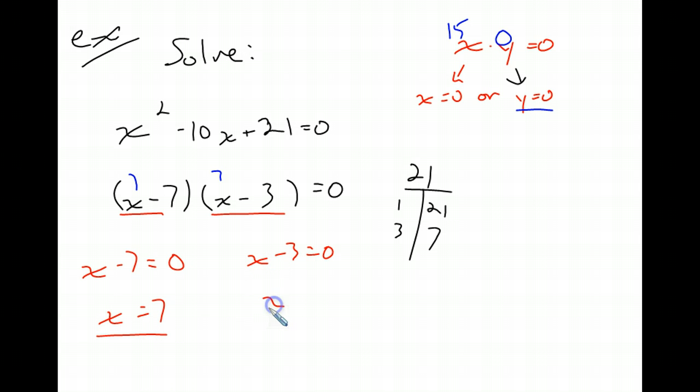That is one of my solutions. x minus 3, if I solve this one, if I say x is 3, by adding 3 to both sides. So then if I put in a 3 here, 3 minus 7 is negative 4 times 3 minus 3, which is 0. So negative 4 times 0 is 0. Works out. So I have 2 solutions. They both work in this equation.